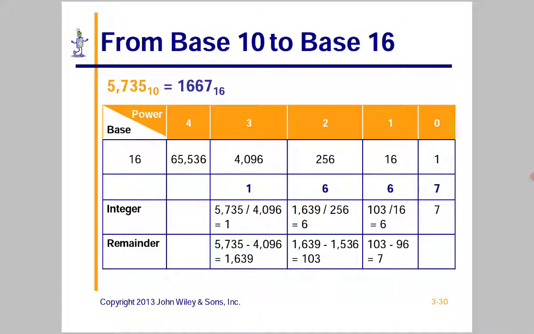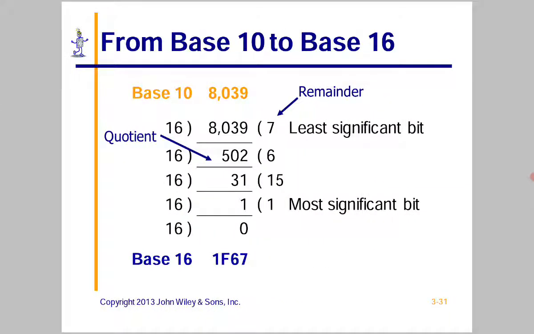So the next step is how to convert decimal to hexadecimal. How to convert a decimal number to the equivalent hexadecimal number system. Take 5735, decimal 5735, to hexadecimal. This is the explanation or process to convert from decimal, base 10, to hexadecimal, base 16.